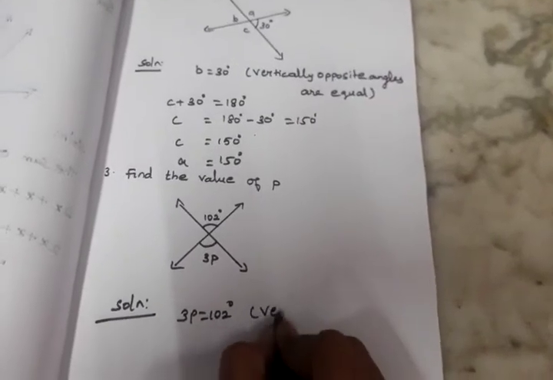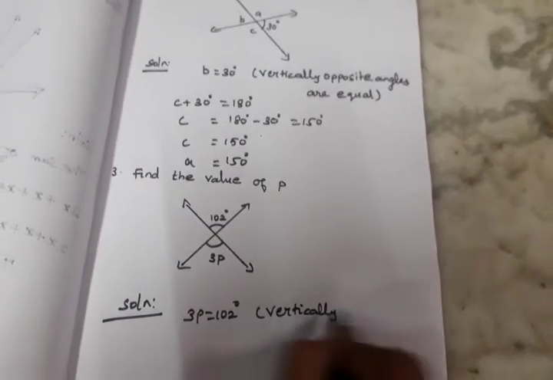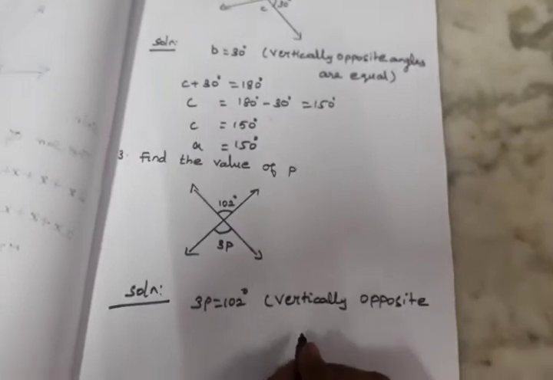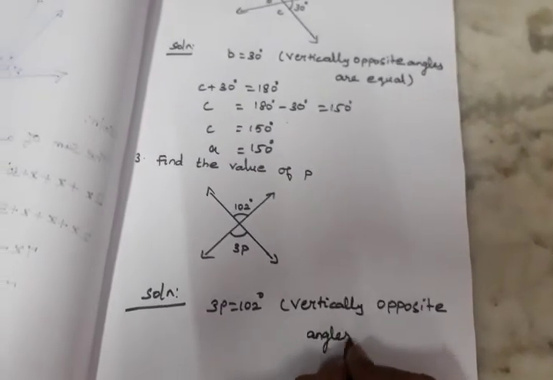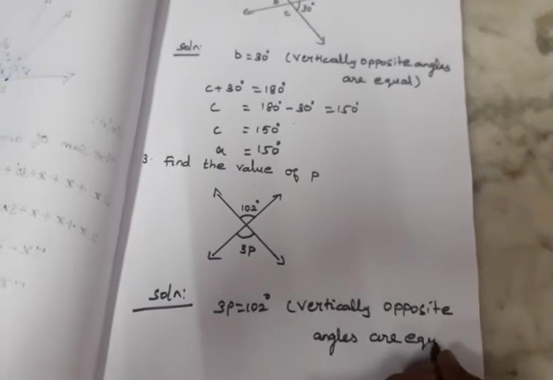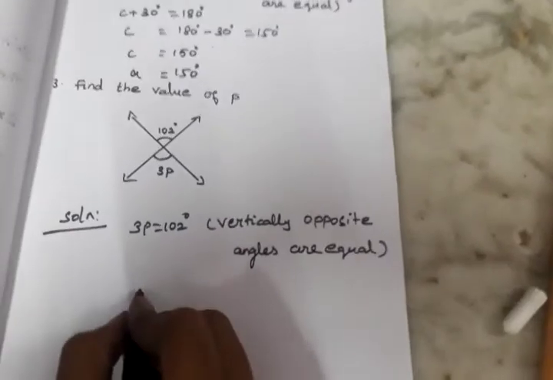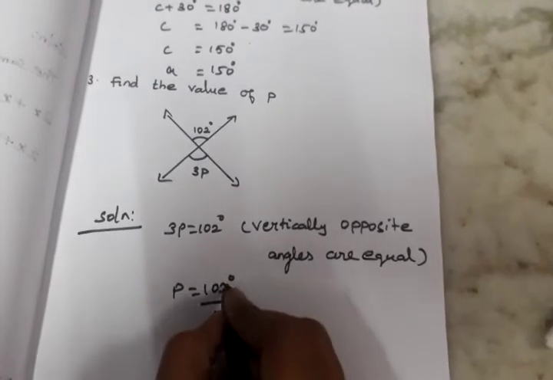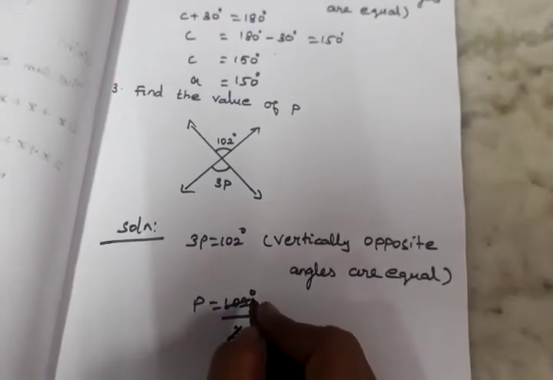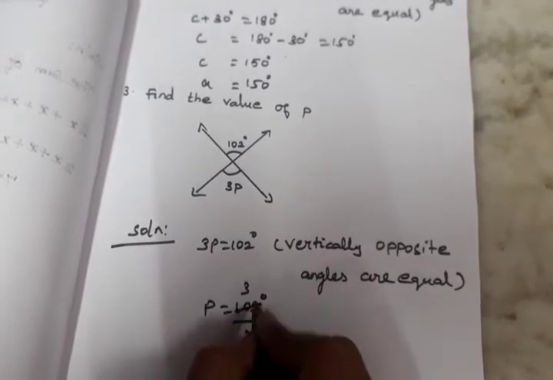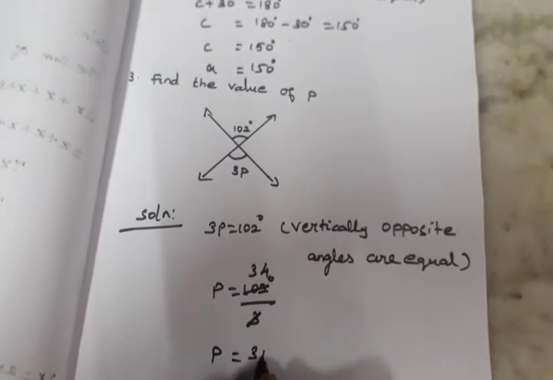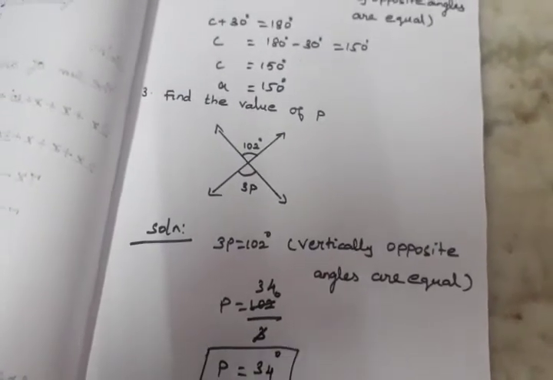So vertically opposite angles are equal. So p equal to 102 degrees divided by 3. So cancel it. 3 threes are 9, remaining 1, 4. So p equal to 34 degrees. p equal to 34 degrees. Okay.